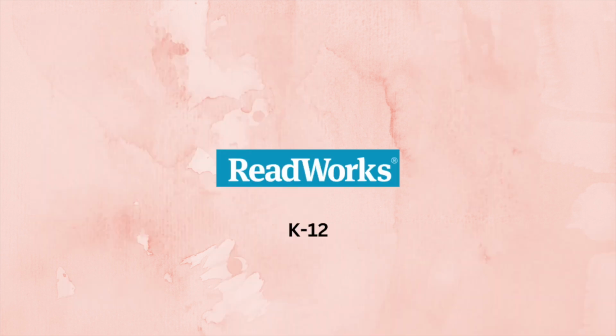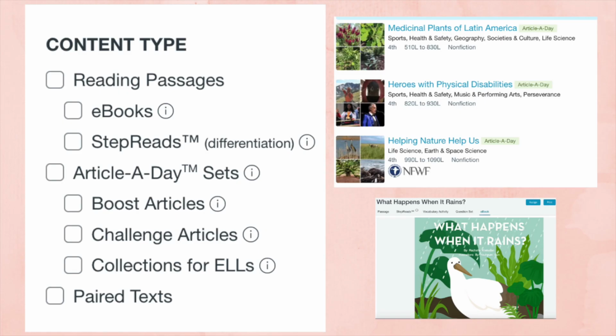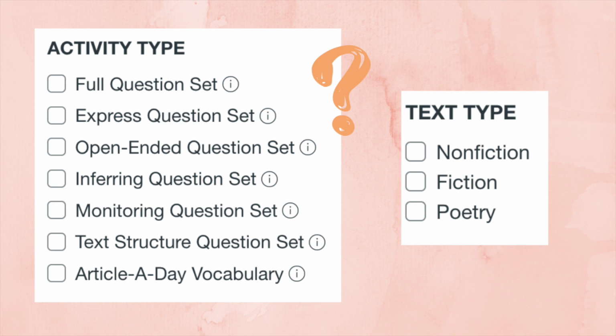The next resource is ReadWorks, and they offer content for grades K through 12. You can browse by content type, for example, reading passages, ebooks, articles. If you want to work on specific activities, specific skills, for example, if your child is working on making inferences, you can select the inferring question set and work on that skill. If you want to work on open-ended questions, you can do that.